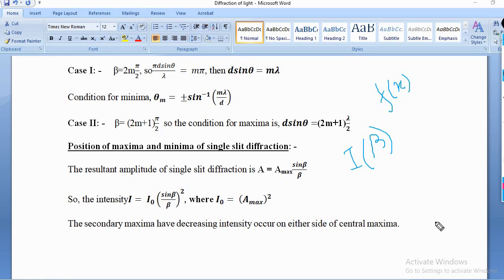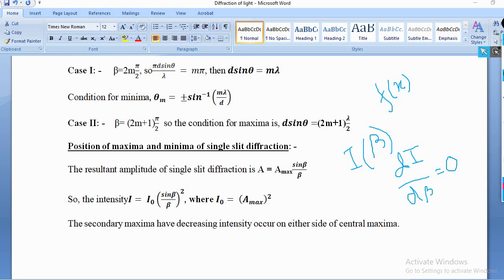Now what we can do? We can differentiate I with respect to beta, dI d beta, and if this is equal to 0, one can solve and find the roots for these extreme values. Then we can differentiate again, go for the second order derivative, and put in the values of the roots. If this is greater than 0, this is minima. If this is less than 0, this will be considered as maxima.